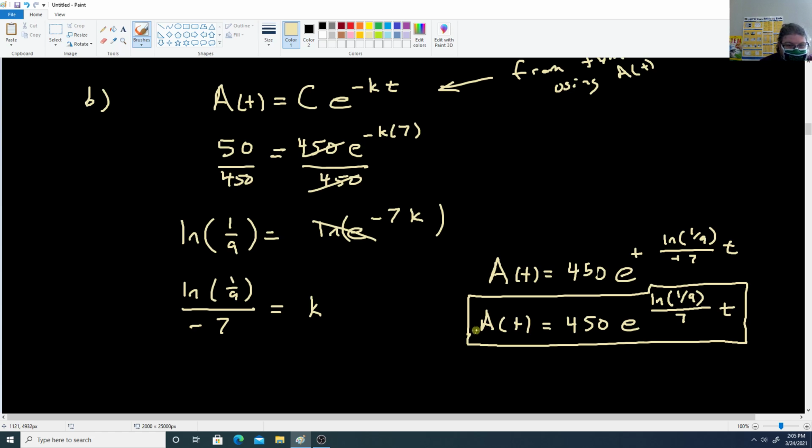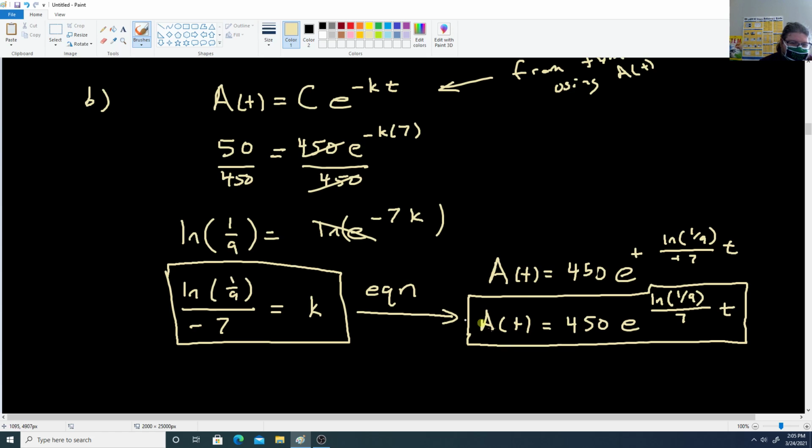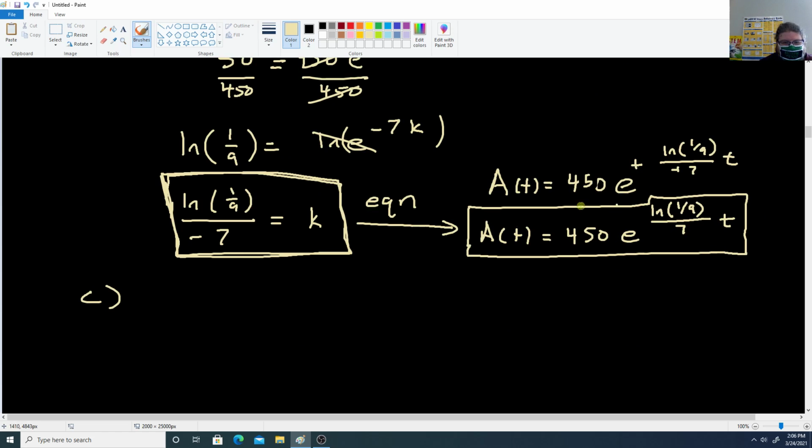Part B said find the decay constant, which we did, and then this will be the equation that we'll use to model part C based off of the decay constant from part B. Technically part B asked us for the decay constant, which is this right here, and then part C says, using part B's setup, figure out the time it takes when 200 milligrams was present. So we're going to have to use this equation here for part C.